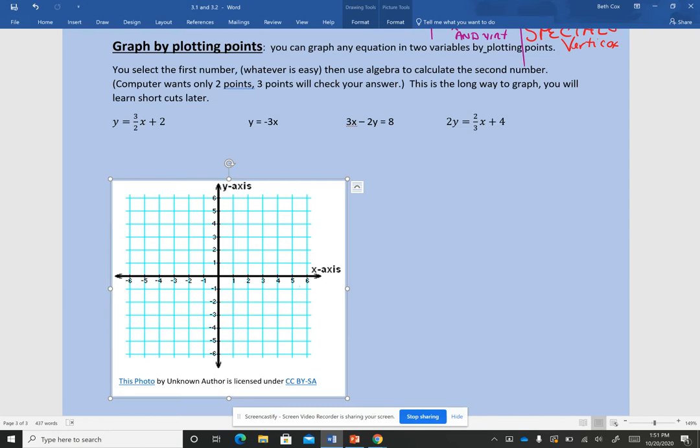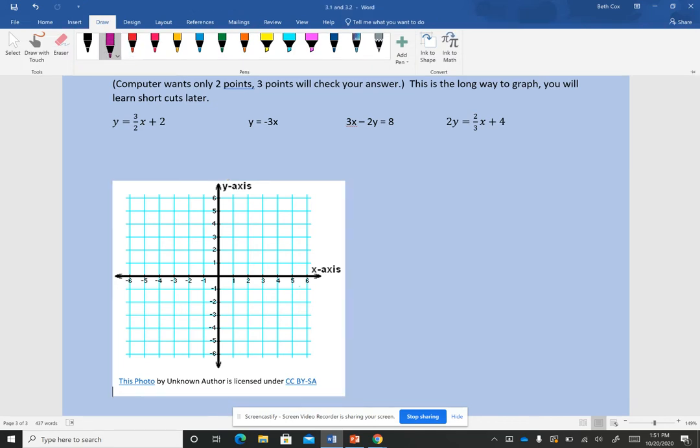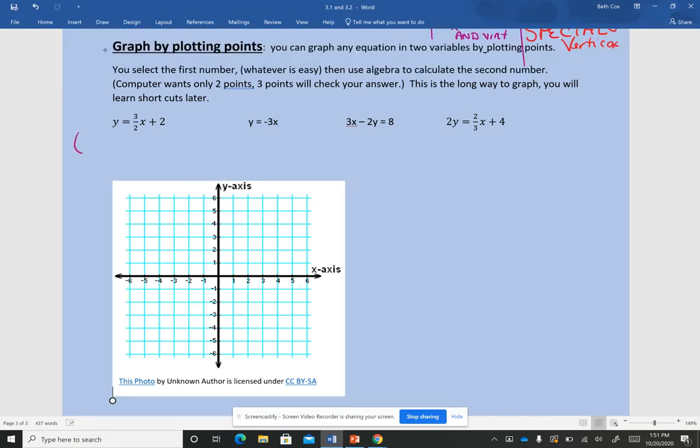Okay, so for this first problem, it's got a fraction in it. So there's a couple of things that I want to just kind of give you a heads up about. Now, you can plug in any number you want, but when you're dealing with a fraction, you might want to pick certain numbers that make it easy. For instance, when I'm plugging in a fraction, I might plug in a number for x, and normally we like to plug in for x and solve for y. That's just going to be our normal.